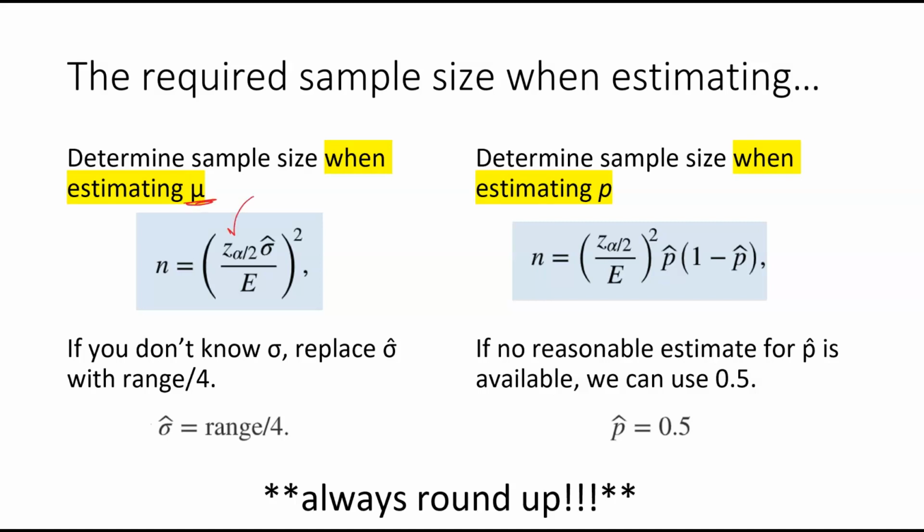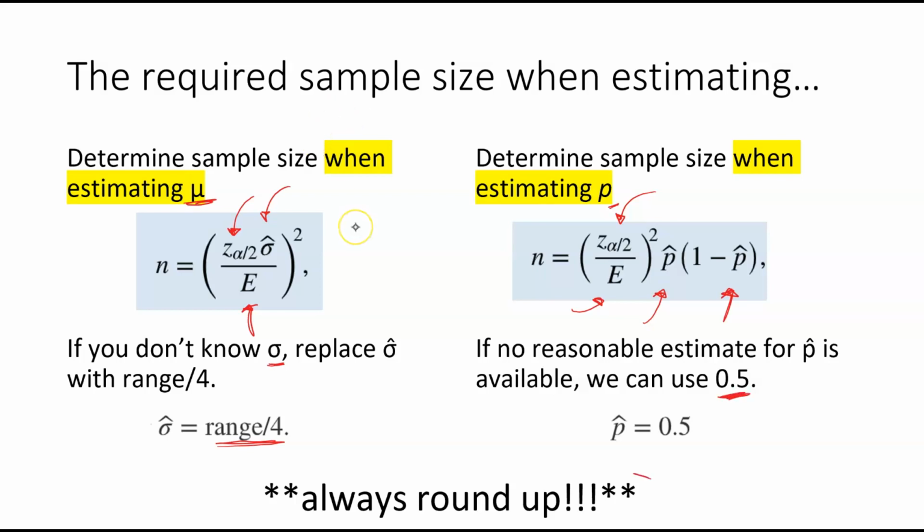So here's the formula for when estimating mu. What we need is the associated z-score, the associated sigma, and the margin of error. Now, if we don't know the sigma, we can actually use the range and divide it by 4. If we're looking for the population proportion, how many people we need to ask or how many things we need to observe, we need the z-value, the margin of error, and the sample proportion.